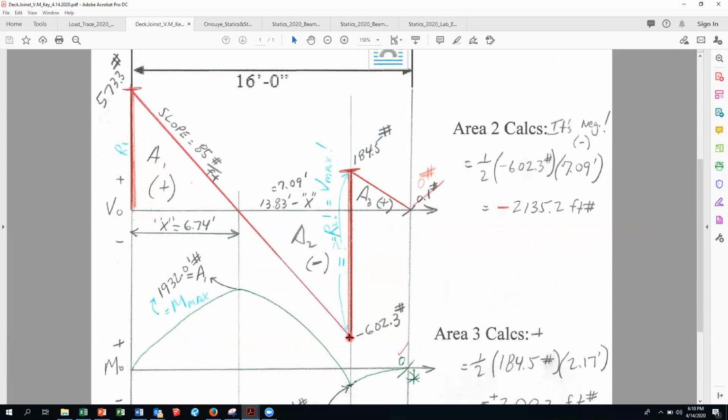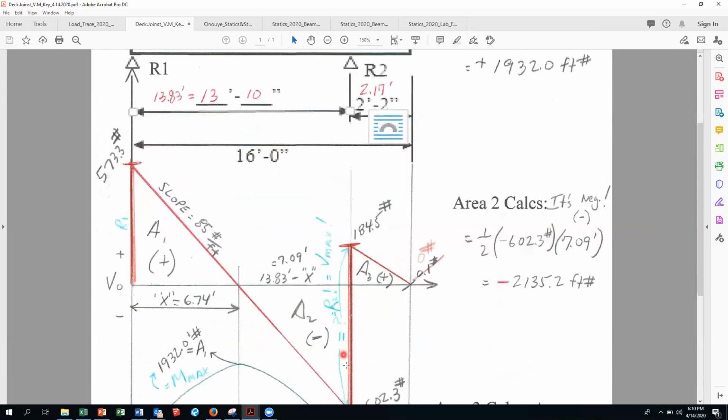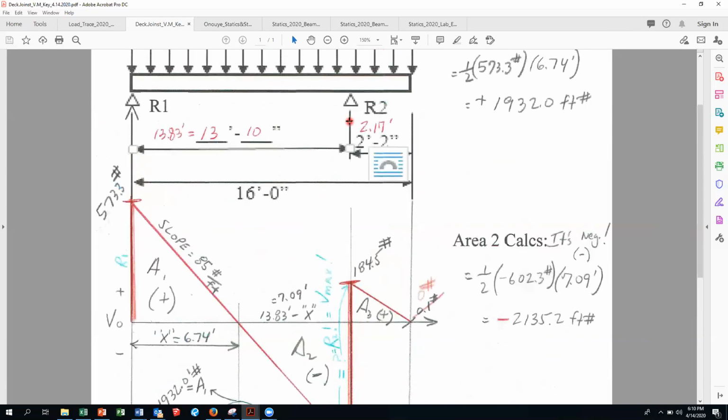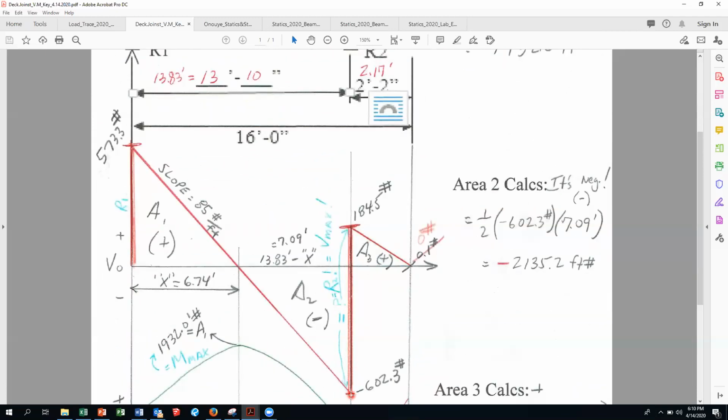So we're at negative 602.3, just to the left of R2. At negative 602.3, you then have to add R2, which is 786.7. So adding 786.7 to a negative 602.3. Follow right up there, Yellow Brick Road, up to 184.5 pounds. These are all in pounds on the shear curve. Some of you are still not drawing in that x-axis, which is the 0 line of shear.